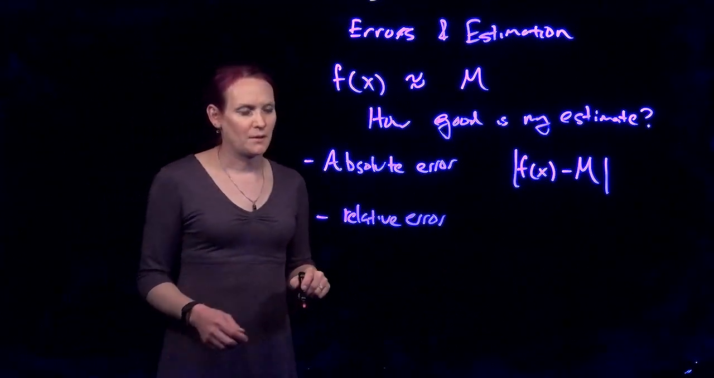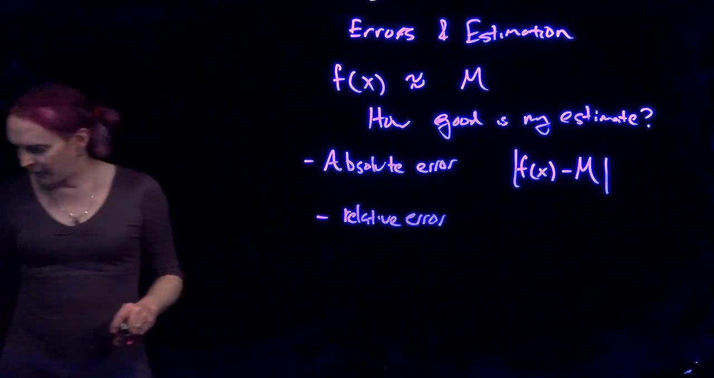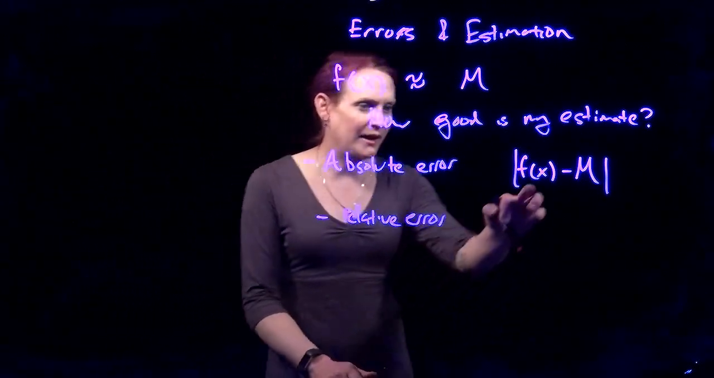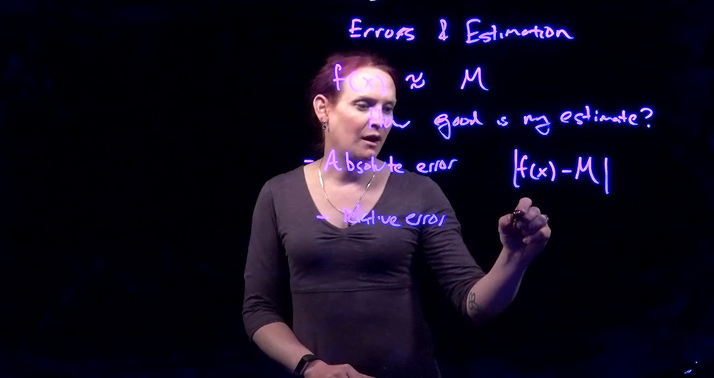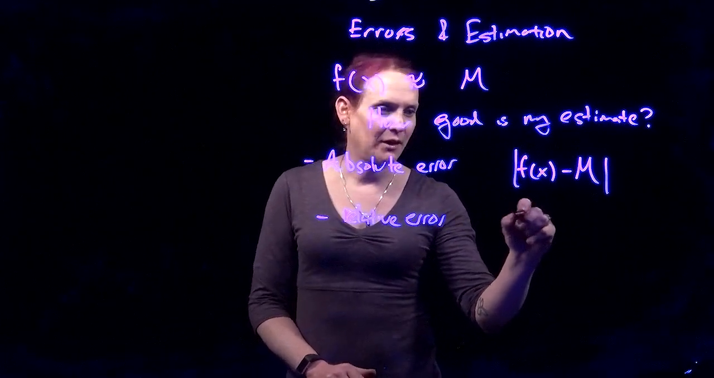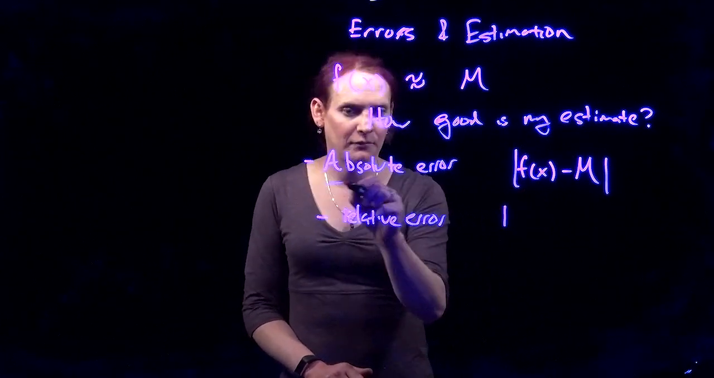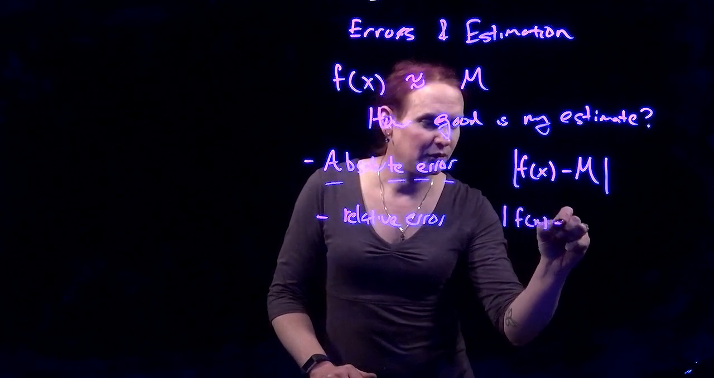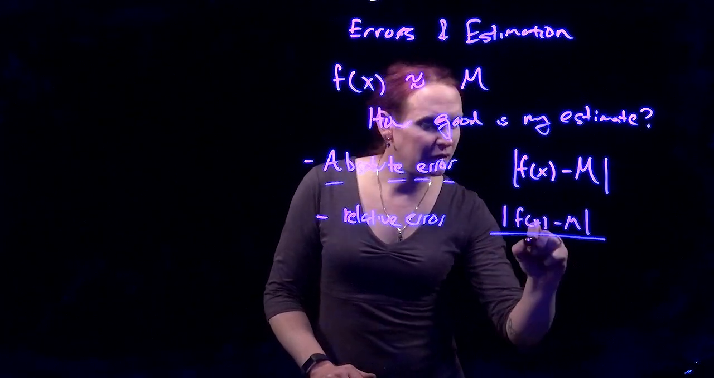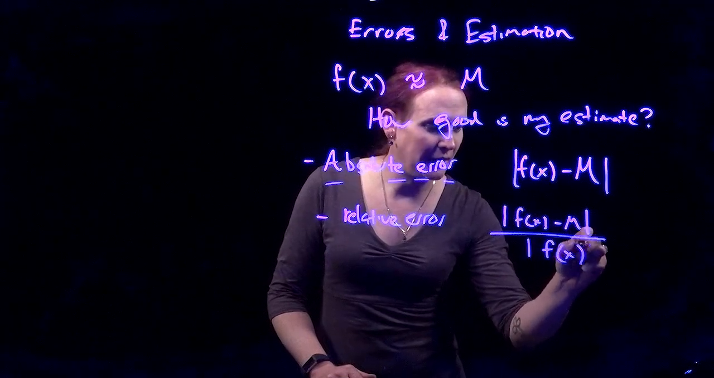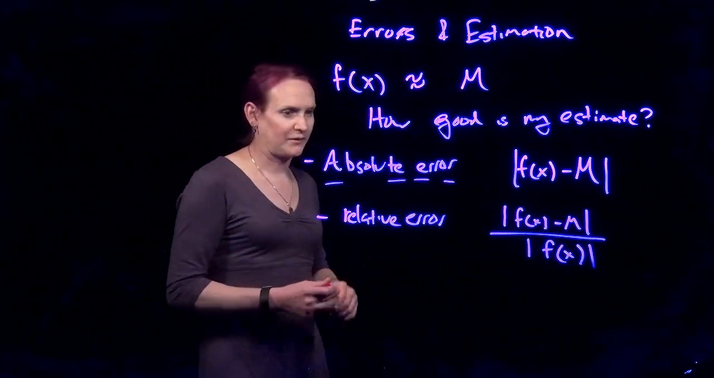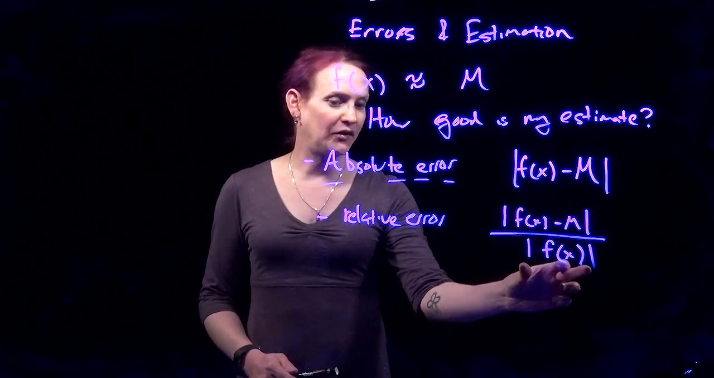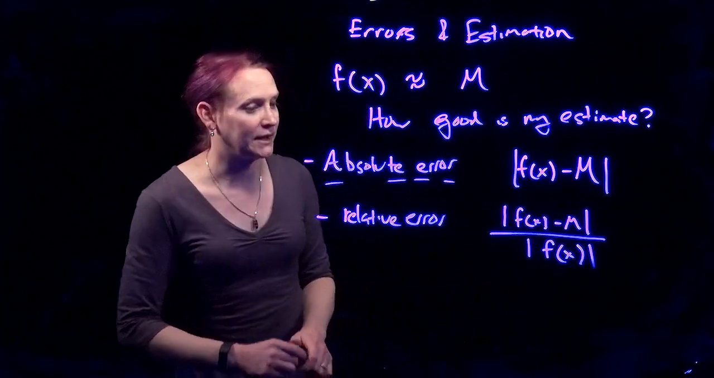error, which is going to tell me how far away I was in terms of the size of the thing I was trying to estimate. That would be the difference between my values over the absolute value of the thing I was trying to measure in the first place. So we call this the relative error: the error relative to the size of the thing that you were trying to estimate.